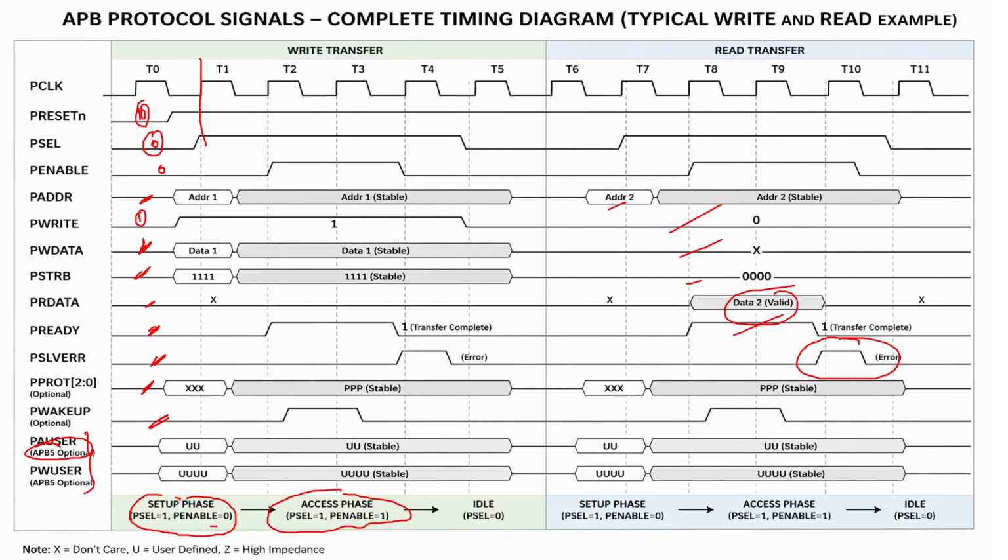That means slave error happening means that is the last transfer. Whenever you are giving the last transfer, at that time only you are assigning that PSLVERR should be high. That is the valid reason. If you are mentioning slave error here, then your read data should be invalid. Clear? So this is the setup phase, access phase, and idle phase.